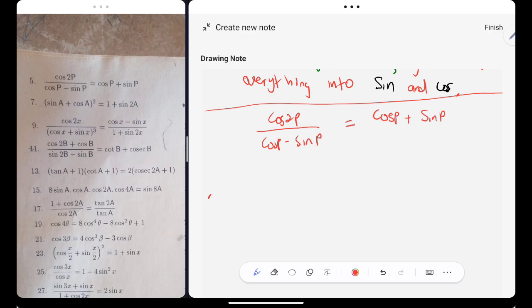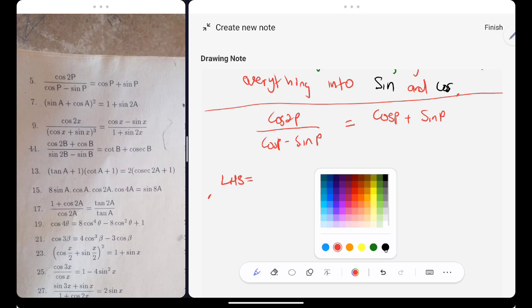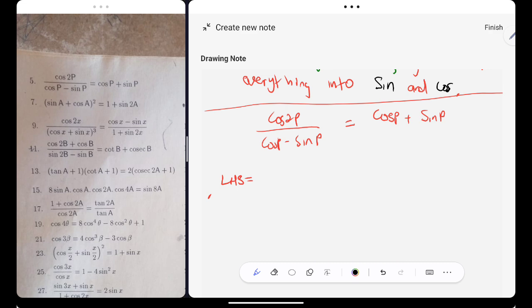Okay. Here I'm supposed to simplify my left hand side, and as I can see, on my left hand side, at the top I have cos 2p, at the bottom I have cos p minus sin p all together. So in this case, there's nothing I can do to simplify the bottom part, but I can try to simplify the numerator all together by changing the identity there, by using the one that has two trig ratios.